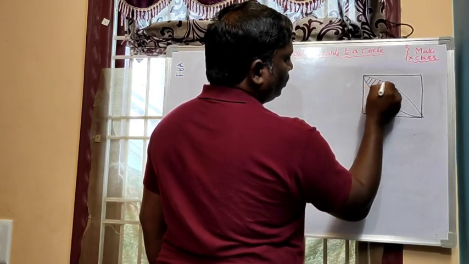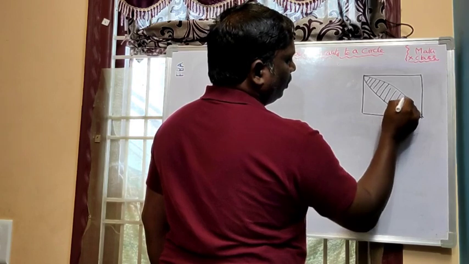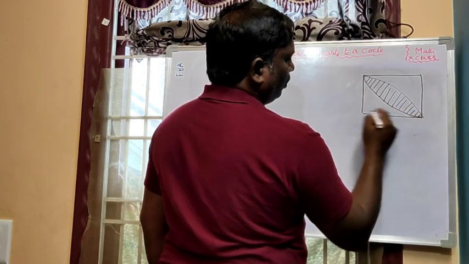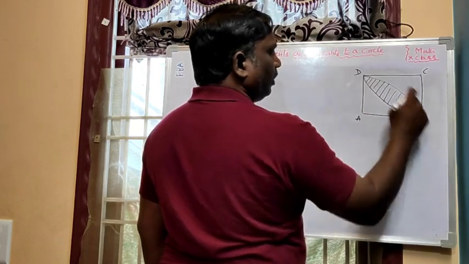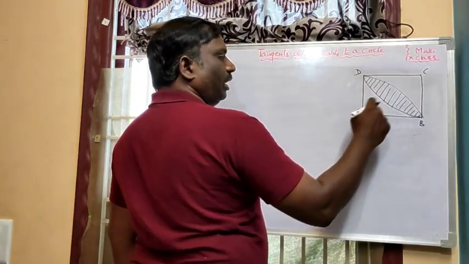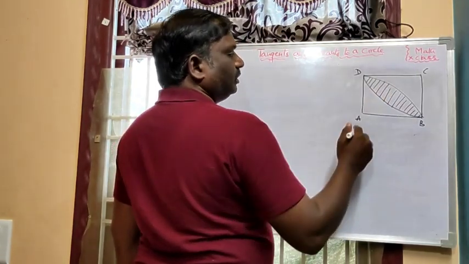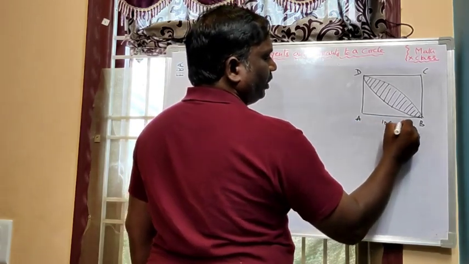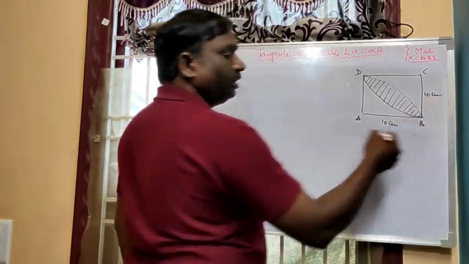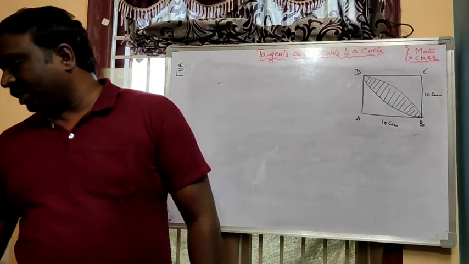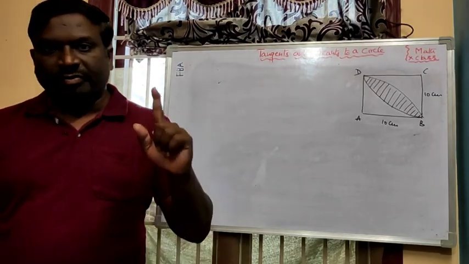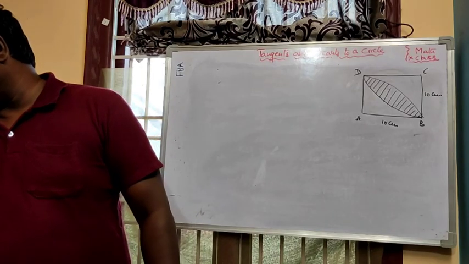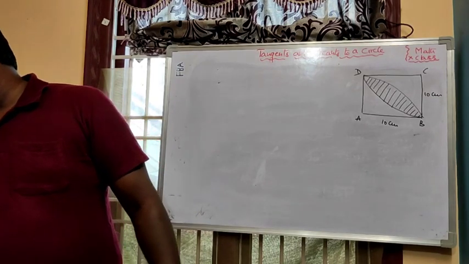So this region we need to find. ABCD: this is one quadrant of the circle, and this is another quadrant of the circle. Each side 10 centimeter they give. This is also 10 centimeter. That means ABCD is a square. Each side is 10 centimeter. Here the pi value we need to use is 3.14.